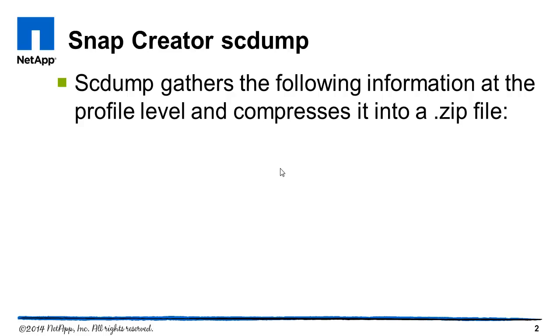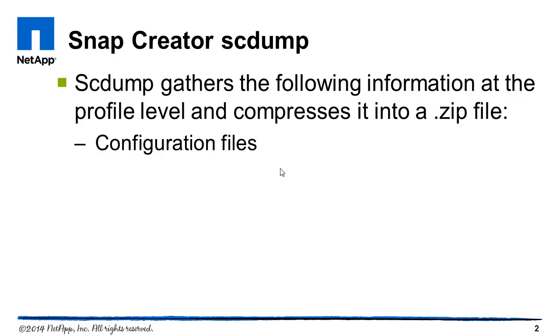SCdump is a troubleshooting tool that gathers the following information at the profile level and compresses it into a zip file. If you open a support case with NetApp on Snap Creator, or if you're working with someone from the Snap Creator team via email or via our community site, we may request an SCdump to get more information about what is going on in your environment.